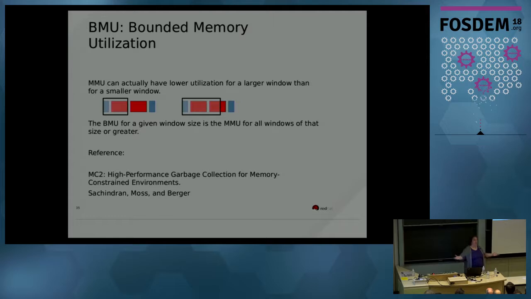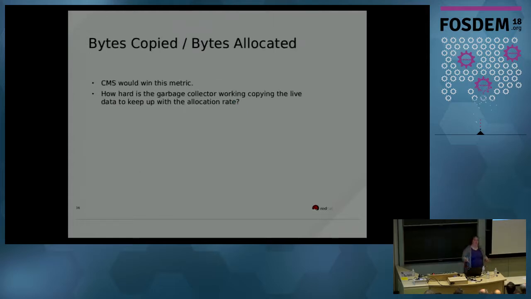So I wanted to frame the conversation. That's my answer. There are other metrics that have been used in the GC literature, so I'm going to put them up there. I don't think they're as important, but they're still interesting, right? The bytes copied per bytes allocated. This is an interesting measure of how hard the GC is working.